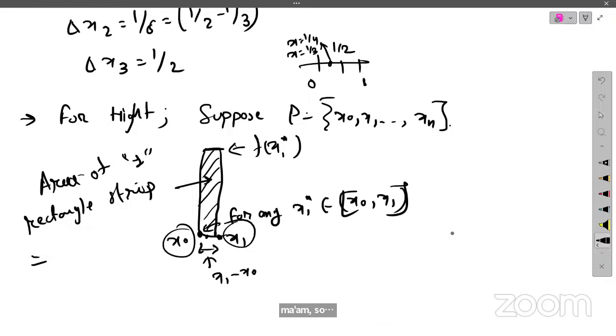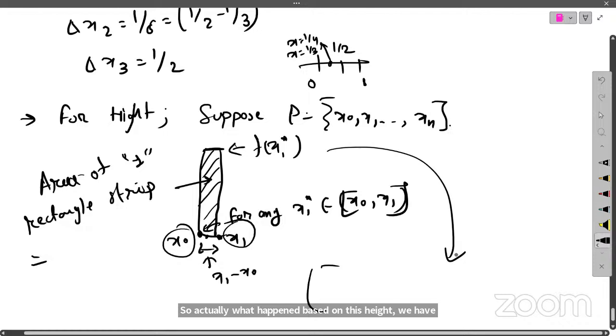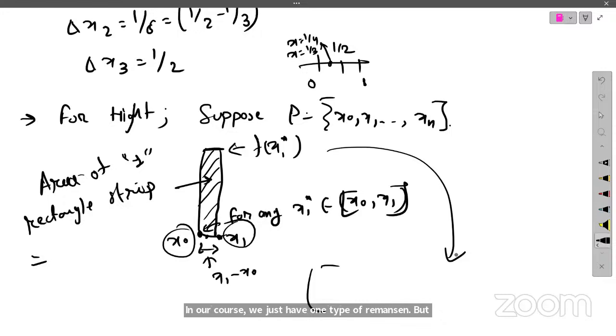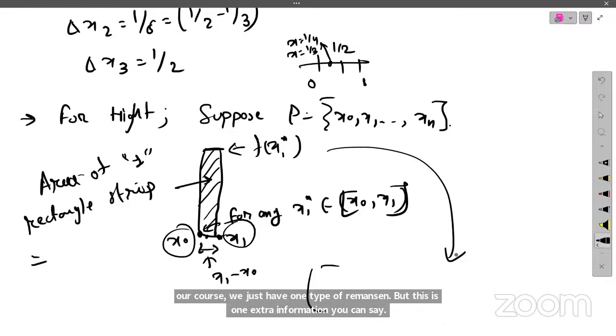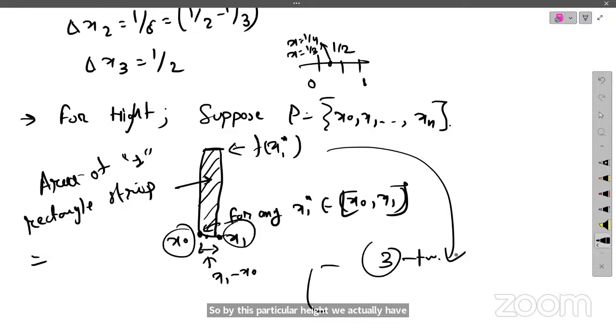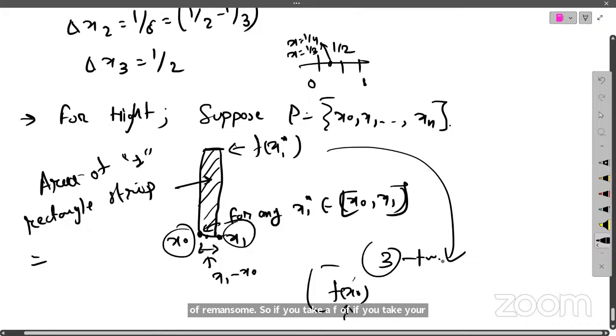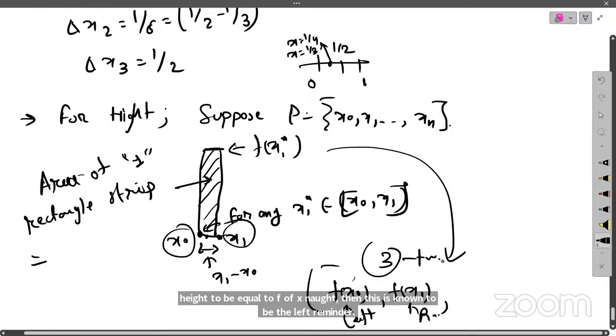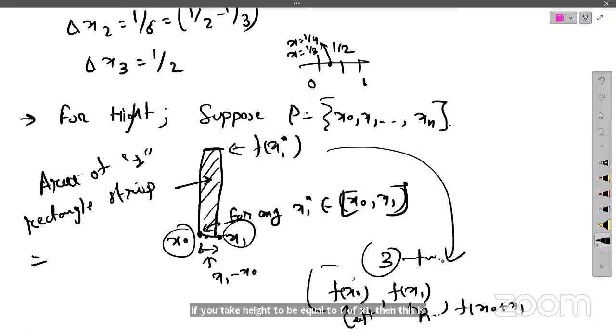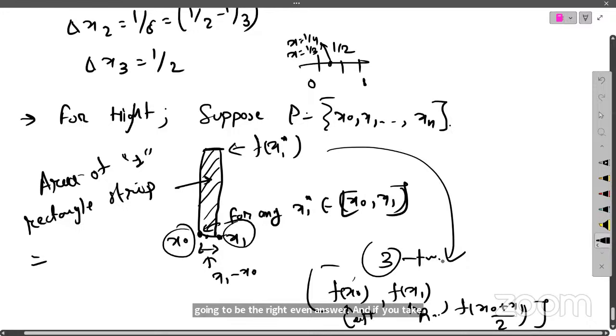Ma'am, Rahul is asking why we can take this height. Based on this height, we have three types of Riemann sum. I don't think our course has more than one type, but this is one extra piece of information. If you take your height to be equal to f of x0, then this is known as the left Riemann sum. If you take height equal to f of x1, then this is the right Riemann sum. And if you take height equal to f of (x0 plus x1) by 2, then this is the mid Riemann sum.